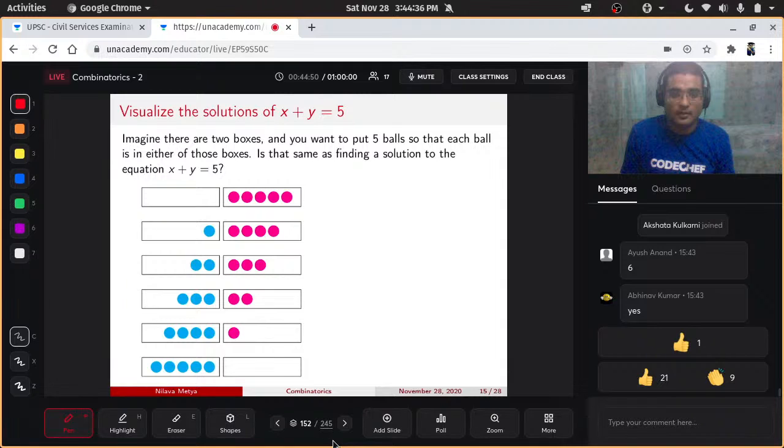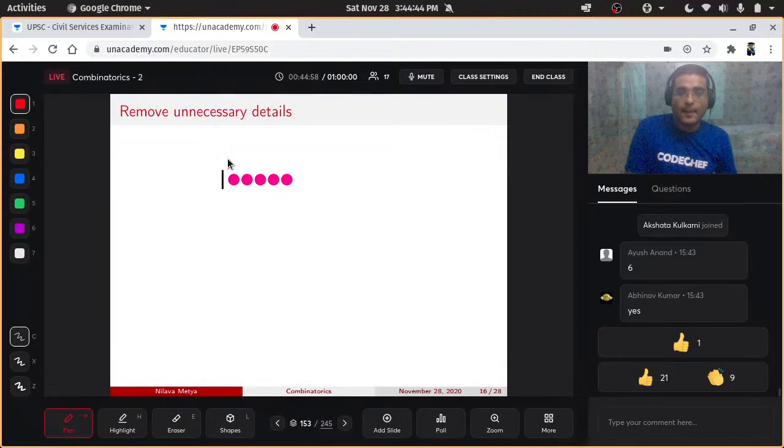Now I remove unnecessary details. So I keep just the gap between the boxes. The gap I will write as a stick. And so here there are 0 balls, and here there are 5 balls in the other. Similarly the others. Okay, so I go on.